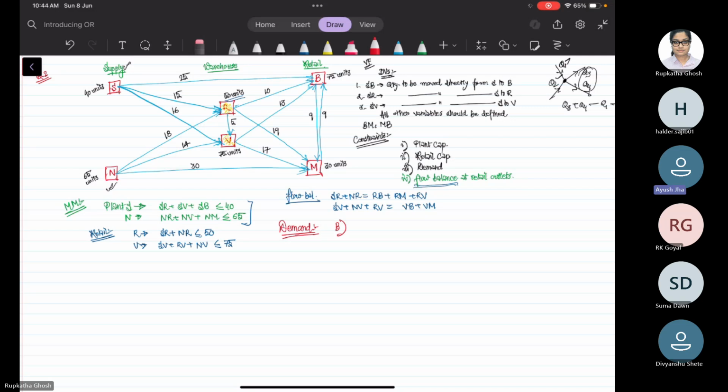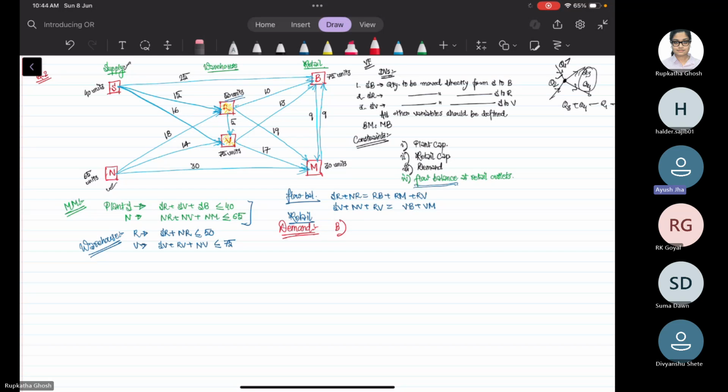And the capacity for B and M are not given in the question. No, it is not a capacity, it is demand. B is your final outlet. Sorry, here I had written a little wrong. This shouldn't be retail. Confusing. This is warehouse. This is your retail demand. So here, why will you have a capacity? So it is demand.